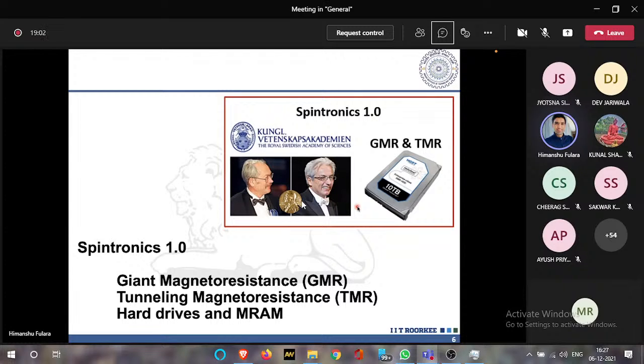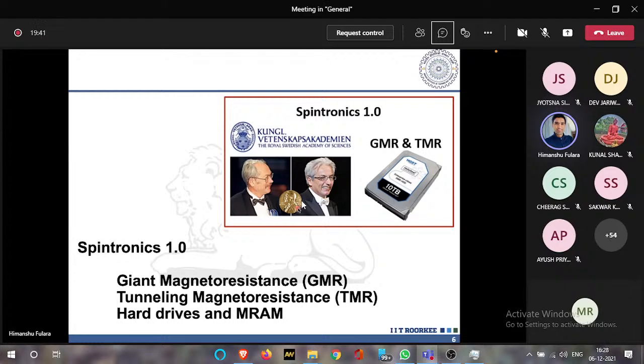I have divided the entire journey of spintronics into 3 parts. This journey started in the late 80s, because in 1988 the giant magnetoresistance effect was discovered, and because of this effect, these two gentlemen were awarded the Nobel Prize in 2007. So these are basically 30 years, and I have divided this 30-year spintronics journey into 3 parts.